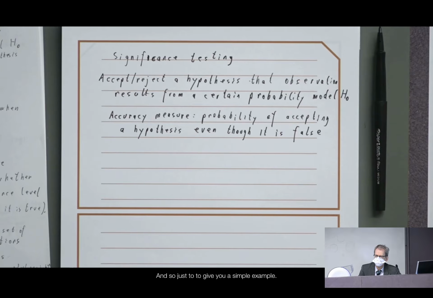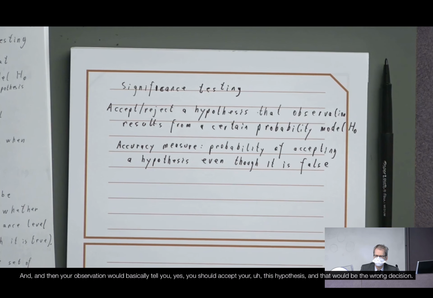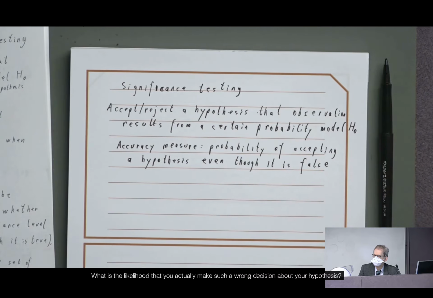Just to give you a simple example, you could have a data model, a hypothesis that says when you throw a dice, every time you get 6. You throw the dice, let's say 100 times, and obviously you would get some results that are not 6. And statistics tells you that. However, you can never have a 100% guarantee that your result is correct, because you could throw 100 sixes at some point. Then your observation would tell you, yes, you should accept this hypothesis, and that would be a wrong decision. So the question of what is the likelihood that you make such a wrong decision about your hypothesis, that is your accuracy measure for your significance test.